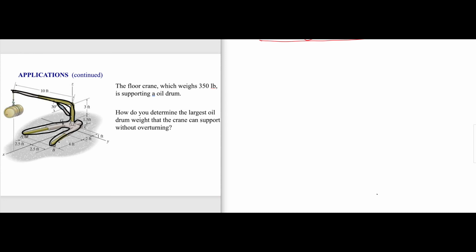Then if I ask you to draw the free body diagram, the only thing is you remove the supports. What is B? B is a roller support. What does a roller do? A roller is free to move in X and Y, but it is not free to move in the Z. So you have BZ. Similarly, you have AZ. Similarly, you have CZ. Similarly, at the center of gravity, you have the weight of the crane going down, right? Then this is the weight of the drum. The floor crane weighs 350, so this is given as 350.